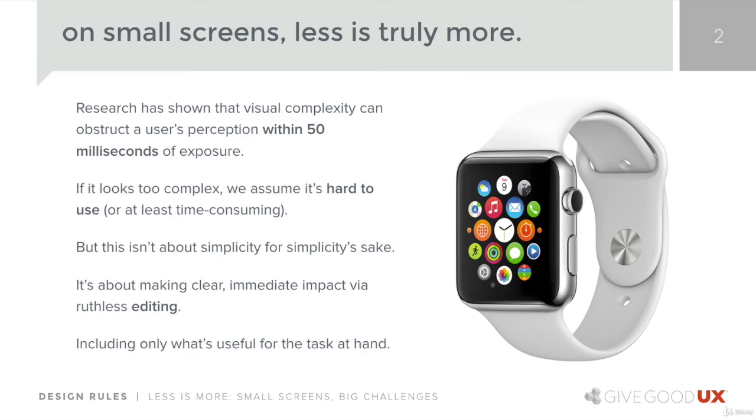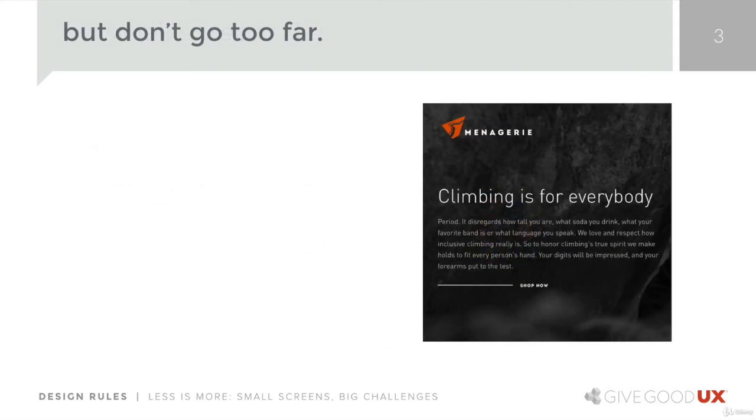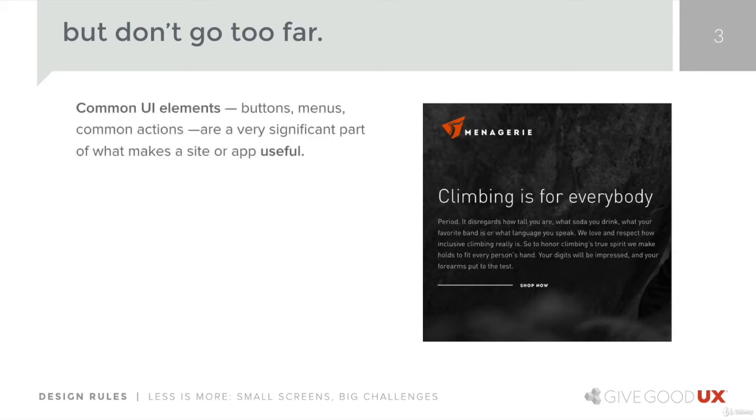You've heard me talk about progressive disclosure. What's important to me right now. The key, however, is not to go too far in your pursuit of simplification. And I'm going to pick on flat design again. Common UI elements like buttons, menus, common actions are a very significant part of what makes a site or an app useful. This Chrome, so to speak, is often minimized in favor of increasing valuable content on screen. That's a trend that has turned into an approach, a mandate of some sort, and it's a little backwards.